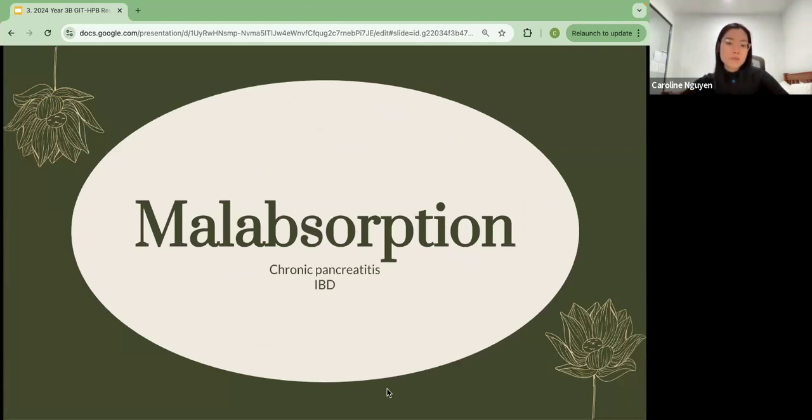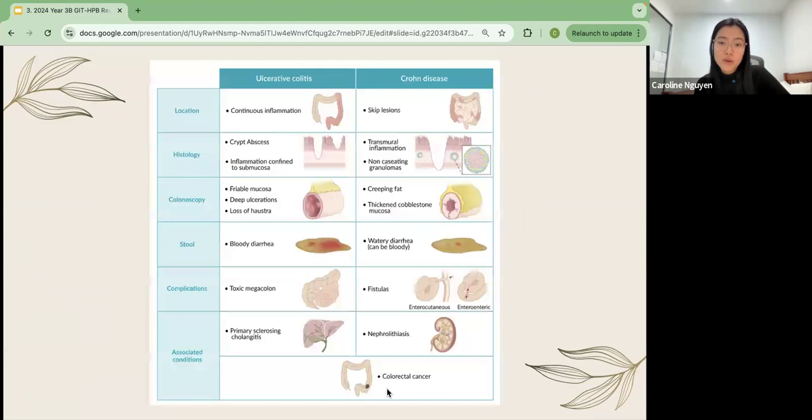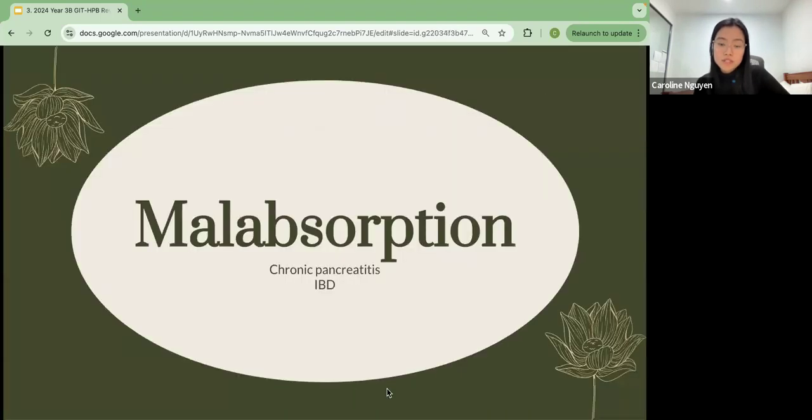Okay, malabsorption. So there's IBD that we talked about, and obviously that can result in malabsorption because the large intestine is damaged. So you're not absorbing the nutrients you need. And the other one is chronic pancreatitis.